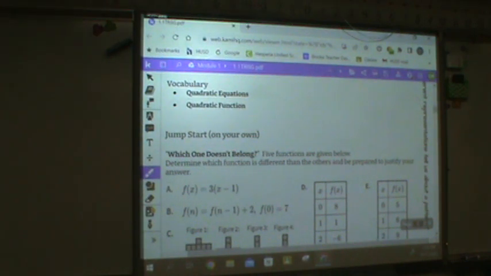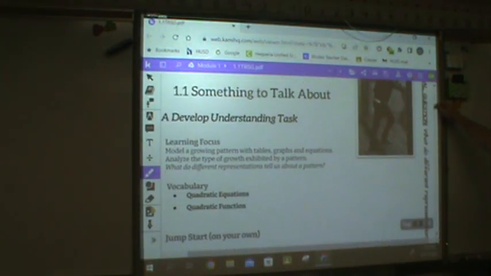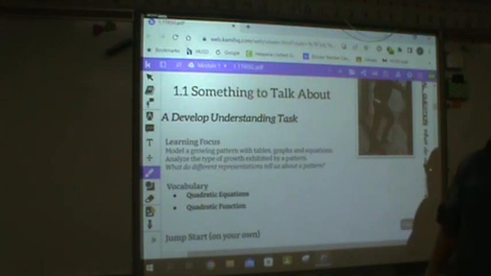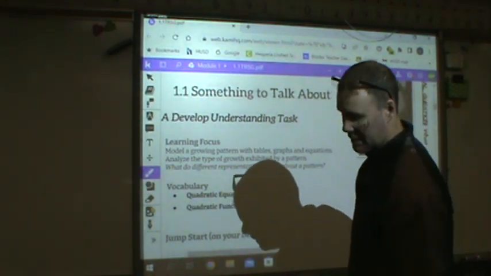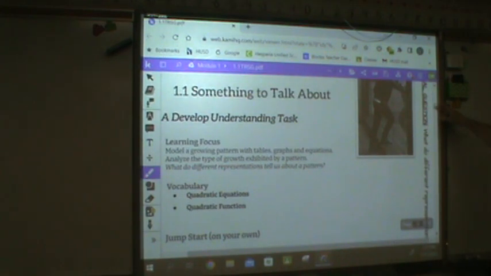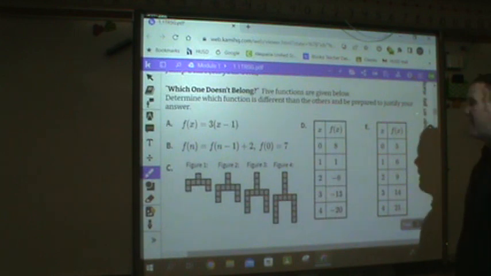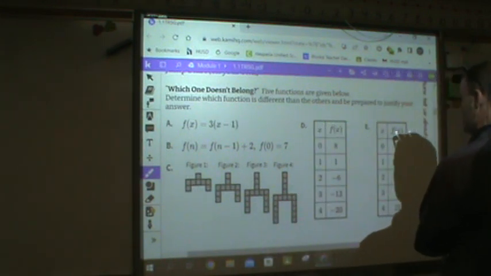All right, starting off with the very first task of the semester. We're going to start developing an understanding of quadratic functions and how they work, and how to decide whether something is quadratic or not. They're starting us off with some questions here, and we have to go back and look at what type of form these are.